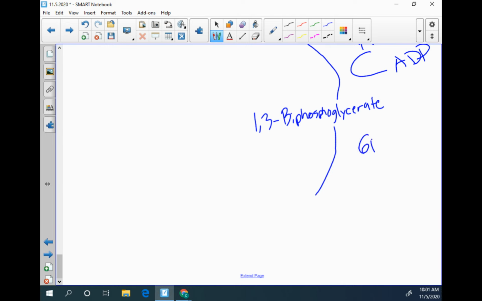Then we're going to take 6 NADPH, or actually this is 6 up here as well. We're going to have NADP plus. And that will give us 6 molecules of G3P.